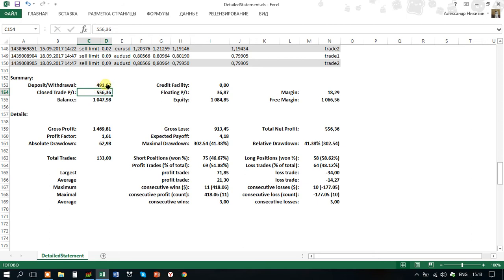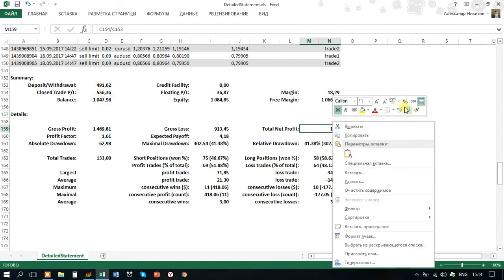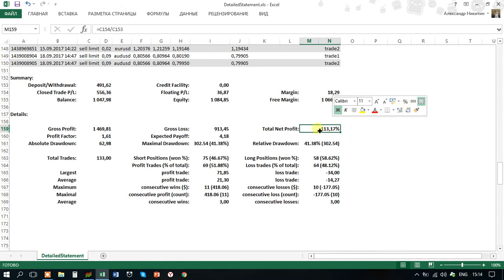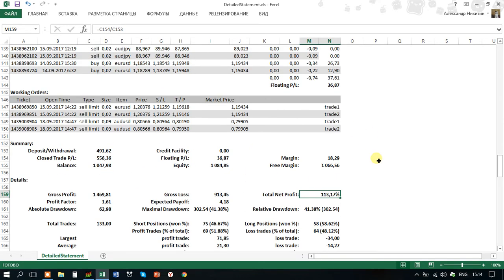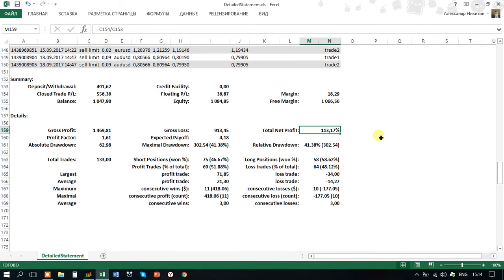This 491. Okay, total net profits equals what I have generated divided by what I started with. So I have 1.13, so 113% generated. Almost a month I've been trading for that. Okay, what else should we do?